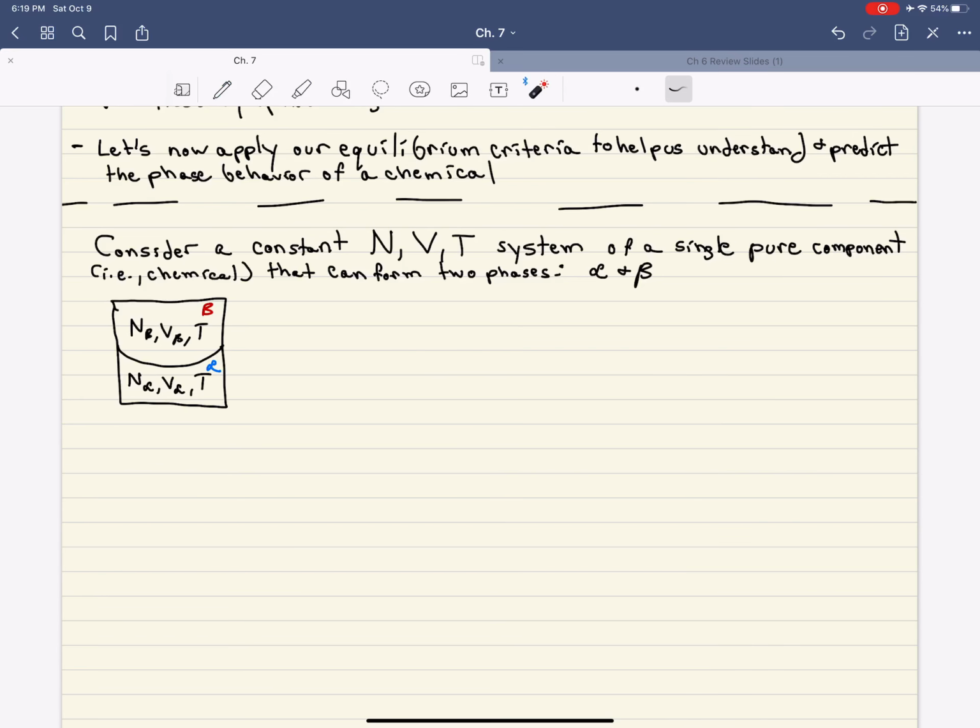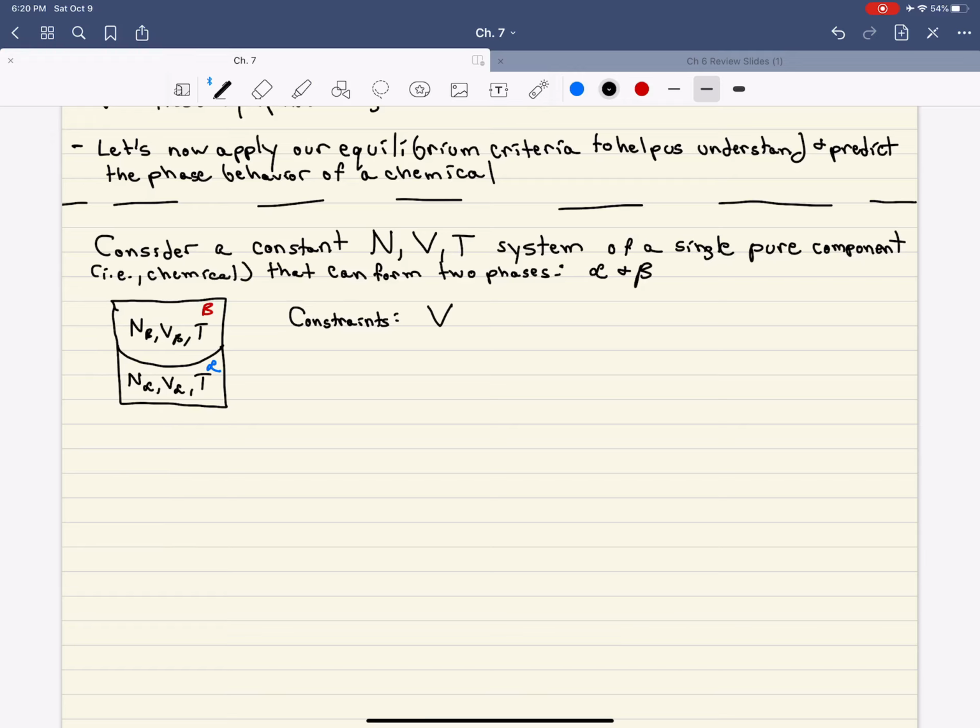All right, and this N alpha refers to the number of molecules that are in the alpha phase. V alpha is the volume of the system that's in the alpha phase. And here, you'll notice that T is the same in both the alpha and beta phase, and that's because our entire system is at the same temperature. Okay? All right, and so this is our system, and based on how we define this system, during our analysis, we're going to be subject to a couple of different constraints.